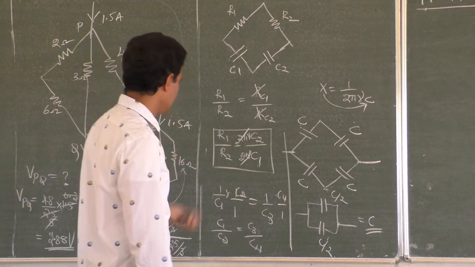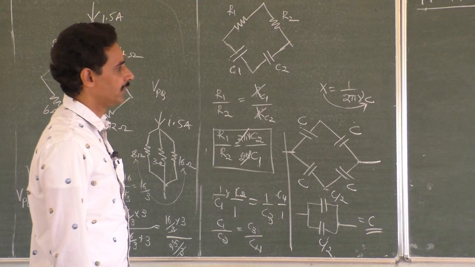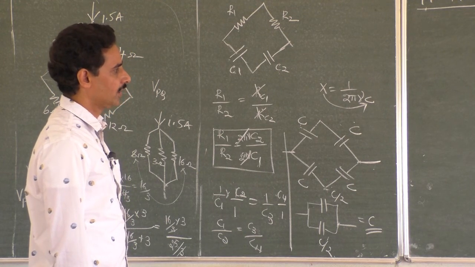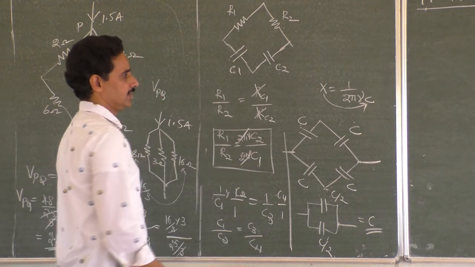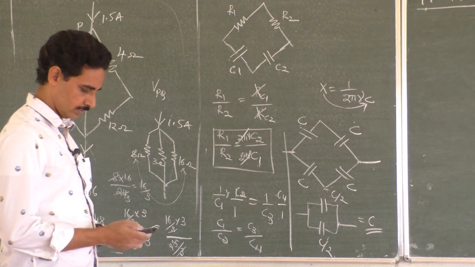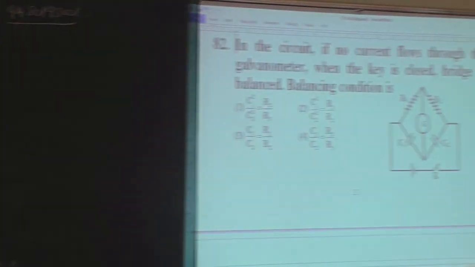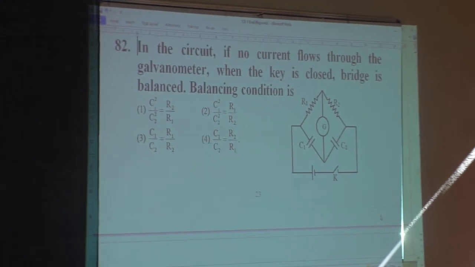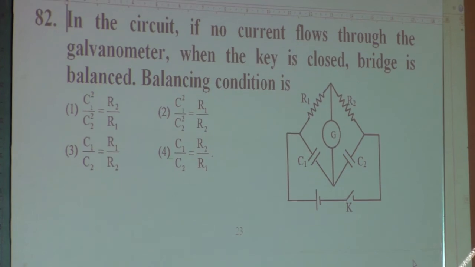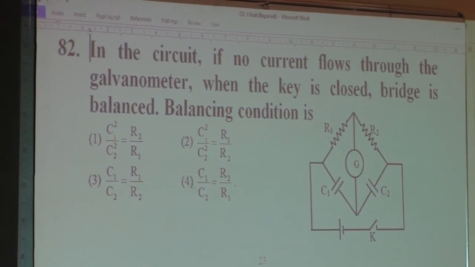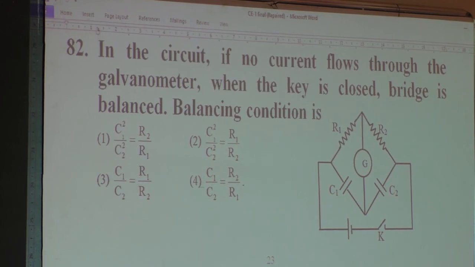We didn't go to the problem. R1 by R2 is C2 by C1, right? R1 by R2 is C2 by C1, or R2 by R1 is equal to C1 by C2. It is option 4. Going to the problem, it is option 4. R2 by R1 is equal to C1 by C2. Very simple problem, and we will have to see all the possibilities related to this problem. So option 4 is the correct one. C1 by C2 is the reverse ratio of resistance.